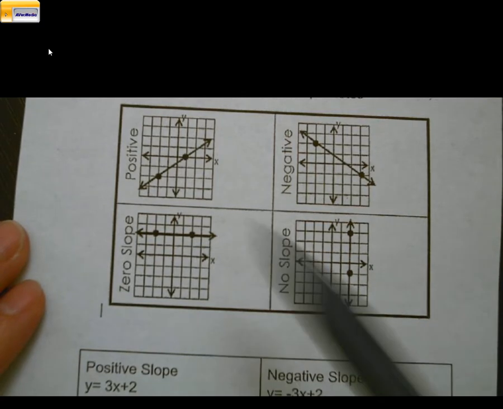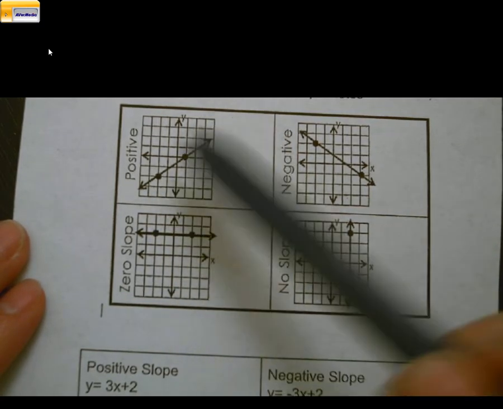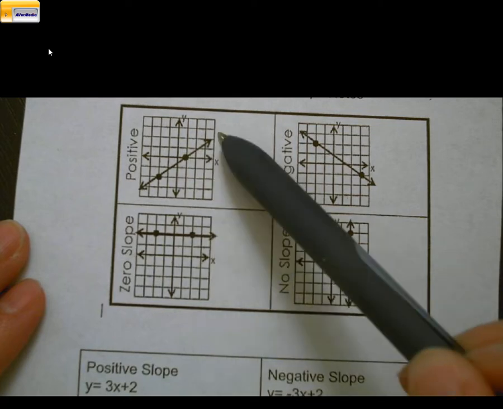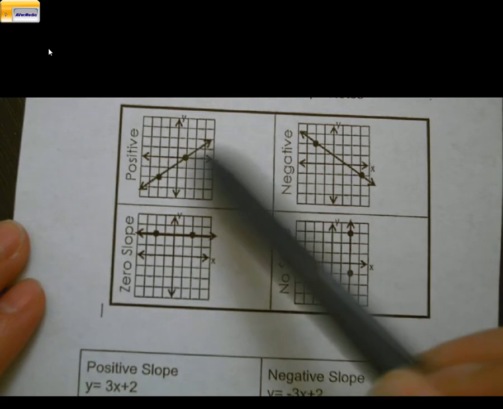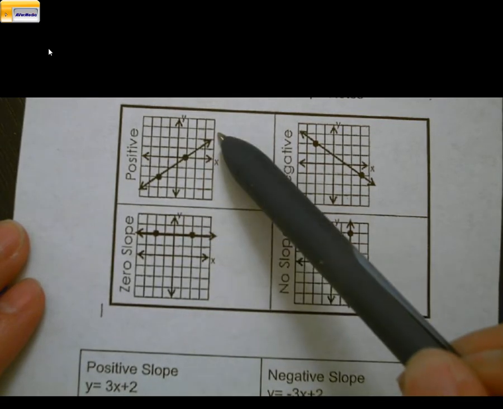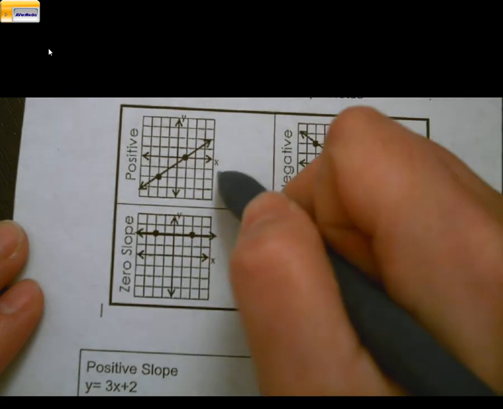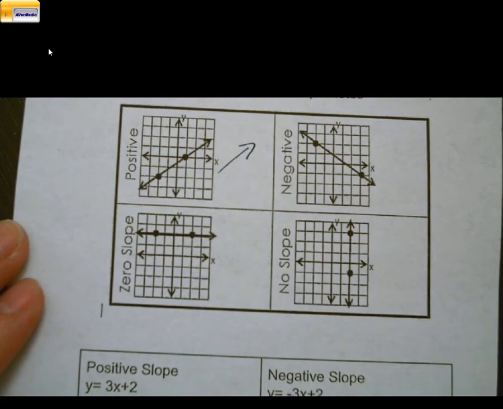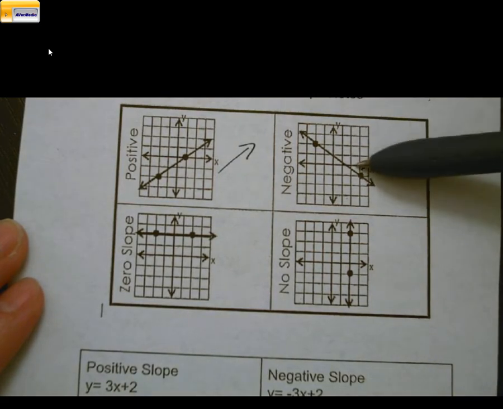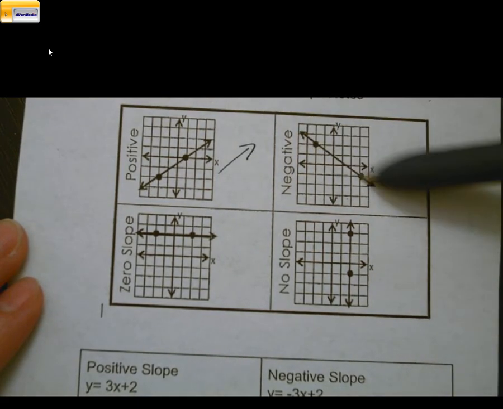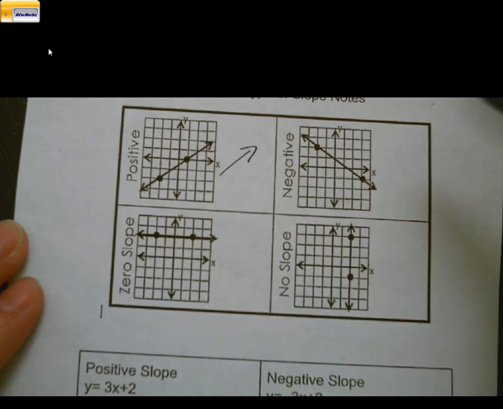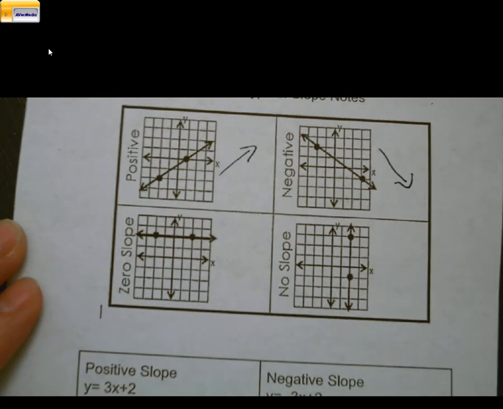With a positive slope, you'll notice that it's going up through quadrant one, in the positive direction. So anytime it's going up in this direction, that is a positive slope. We'll notice the negative slope is going at a downward angle. So anytime it's going in this direction, that would be a negative slope.